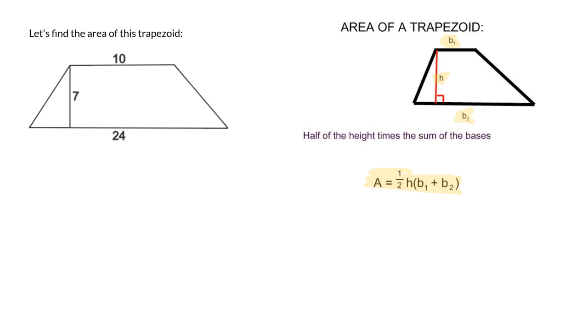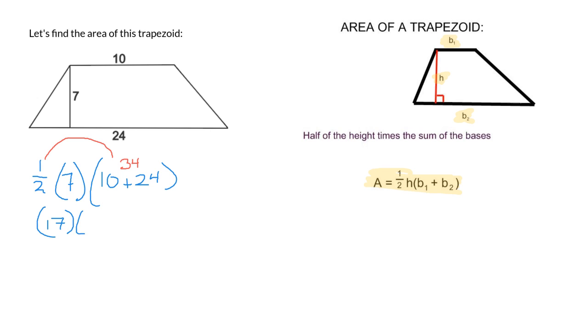So let's try this formula out over on the left side, where we're going to be doing 1/2 times the height, which is 7, times B1 plus B2, which in this case is going to be 10 plus 24. Now I think the easiest thing to do here is going to be multiply this half by 10 plus 24, which is 34. So half times that 34 is going to give us 17. We then have to multiply that by 7. So 10 times 7 is going to be 70. 7 times 7 is 49. So that's 119 as our final answer here.